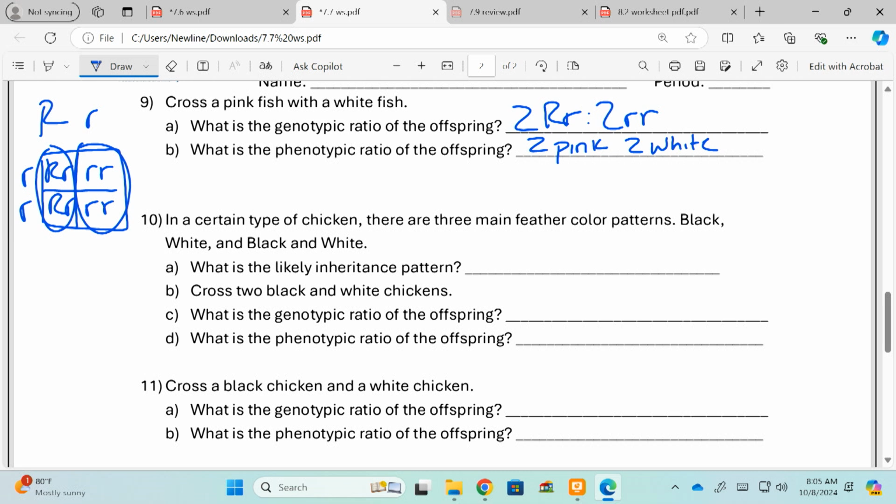10 says, in a certain type of chicken, there are 3 main feather color patterns, black, white, and black and white. It says, what is the likely inheritance pattern? Well, remember that what I told y'all is that if you mix the colors, it's incomplete. If you see both of them, it's codominance. And because here you can either be black, white, or black and white, that means that this likely inheritance pattern is most likely codominance. Okay, so let's go ahead and write codominance for this one.